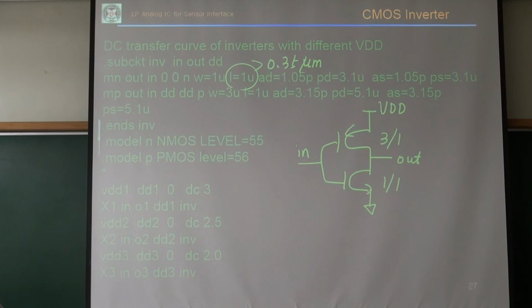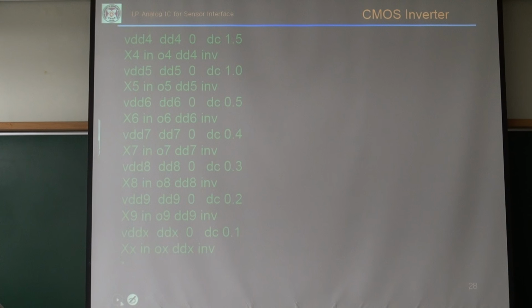Here I used different supply voltages. This X1 is my inverter, my supply voltage is 3 volt, and then this one is 2.5 volt, 2 volt, and so I have several different supply voltages down to 0.1, and we see what happens in the DC transfer curve.